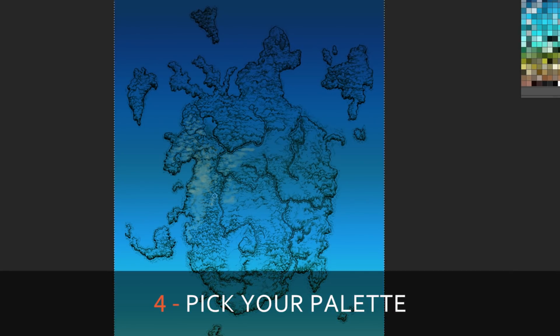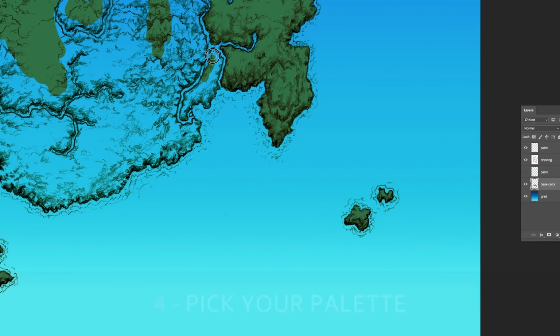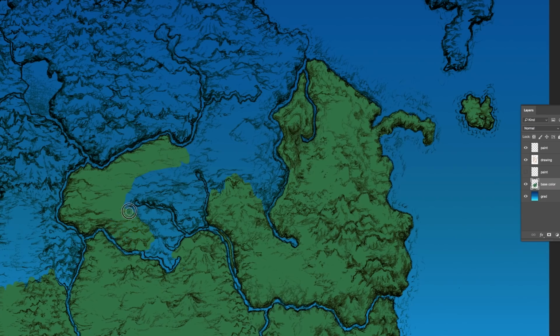Number 4. Pick your palette. Often, if you're working with a print book, you have no choice but to work in black and white. But color can do a lot to enhance the look of your map. Are you going for a storybook feel? Look at illustrations that evoke that and study their color schemes. Want your world to feel like it comes from a particular era in human history? Look at maps from that same era. Inspiration can come from anywhere.